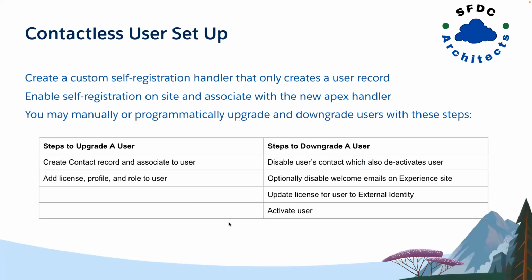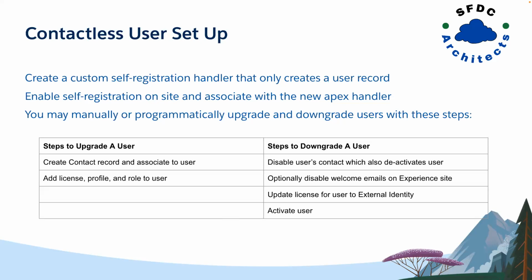It's a setup. So when you do this, the first thing you're going to do, and you're going to need to do some development, you need to create a custom self-registration handler. And this handler is only going to create the user record because normally if you use the standard registration handler, it creates both the user and the contact record. Once you've created the custom one, you'll be able to enable self-registration on the site. And when you do that, you're going to associate it to your handler. There are no settings in the registration page that says don't create the contact. It is all done in Apex code.